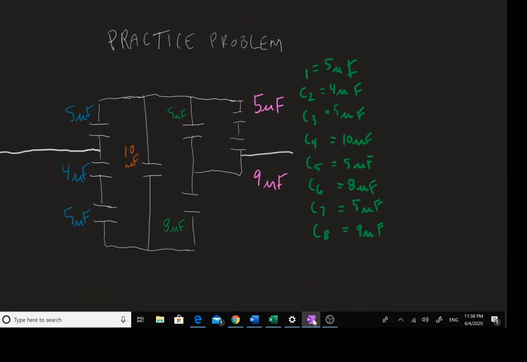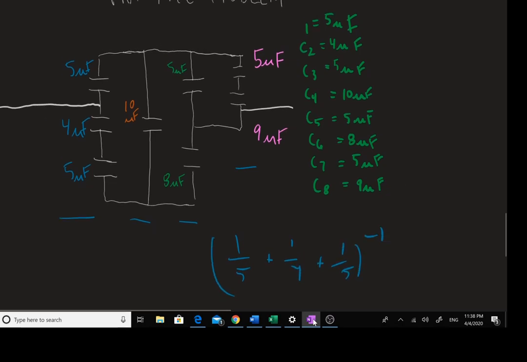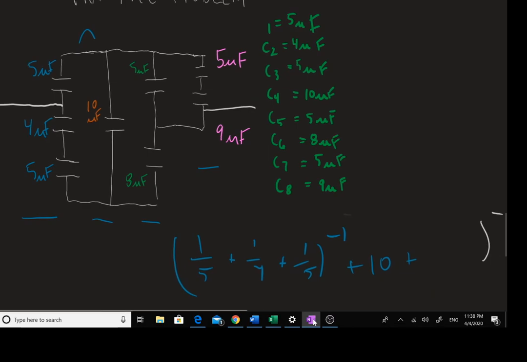Another practice problem, if you want, you can pause and try to work it out on your own. It looks complicated, but you just want to divide them up. So look at this one as one, and then this one is another, this one is another, this one is another. So it's actually not that bad. So just 1 over 5 plus 1 over 4 plus 1 over 5, and then plus 10, because these are parallel to each other.